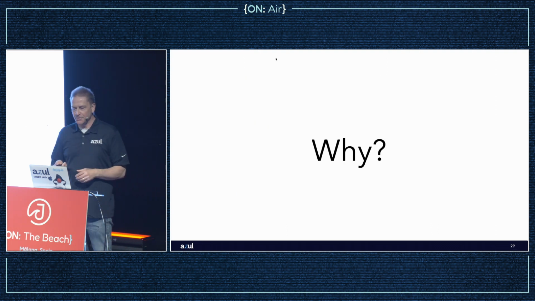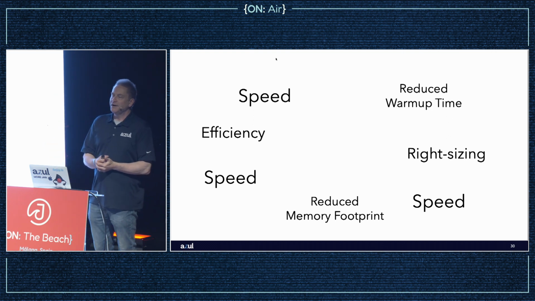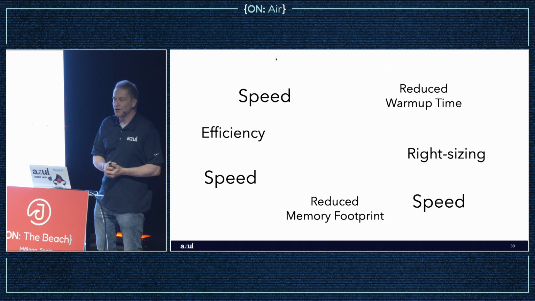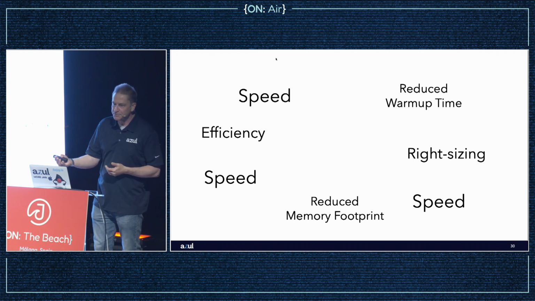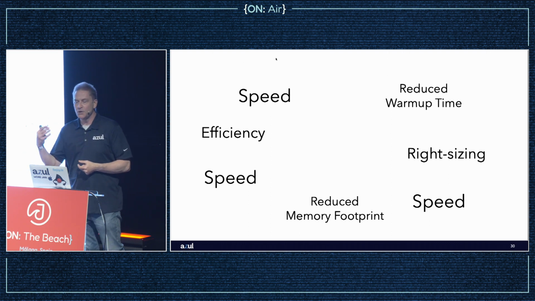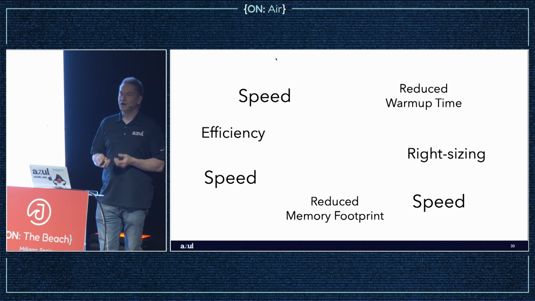Well, why would we want to do that? Obviously, there are a number of benefits to that. Speed is one of the most important of those. We can reduce the memory footprint, we can reduce the warm-up time, we can improve efficiency. But ultimately, what this all equates to in terms of a cloud environment is cost.